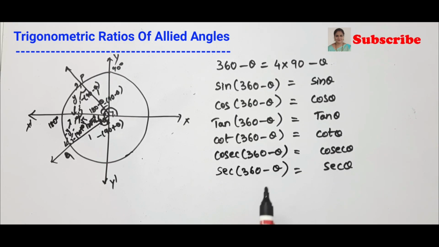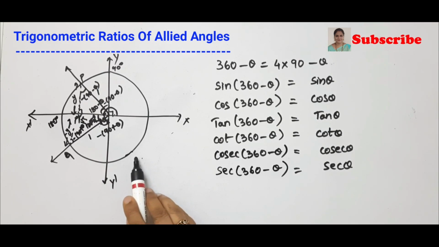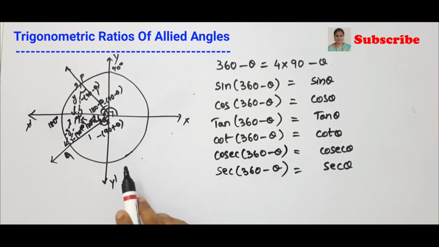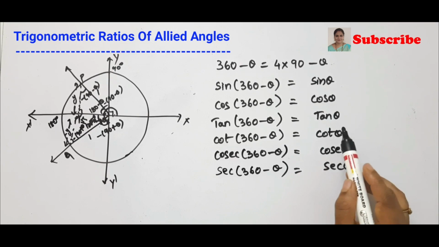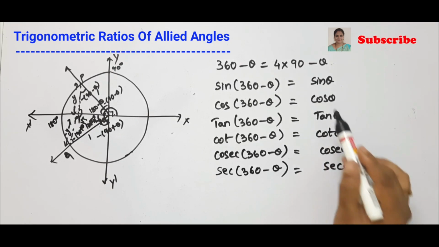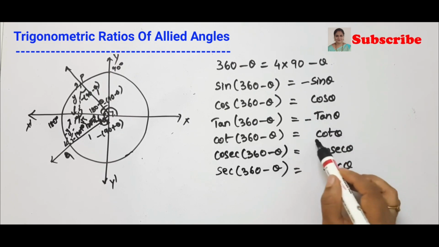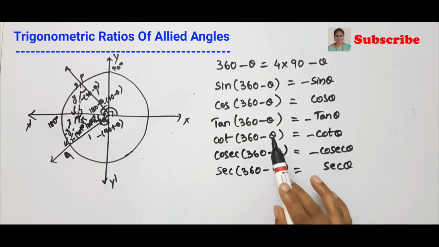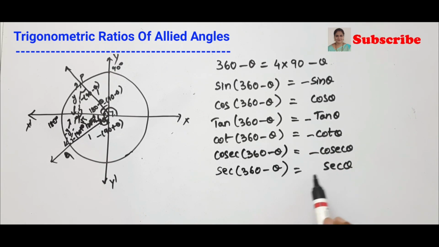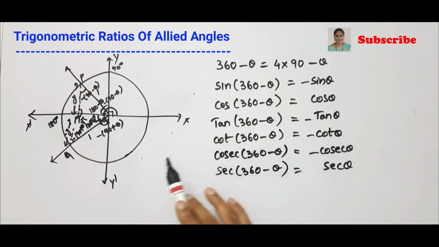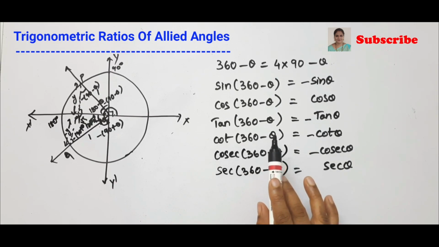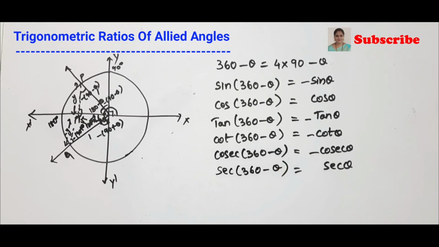Now, we have to observe in which quadrant 360 minus theta will be. 360 minus theta will be in the fourth quadrant. In the fourth quadrant, cos and secant will be positive, and the remaining trigonometric ratios are negative. So keep a negative sign except for cos and secant. Except cos of 360 minus theta and secant of 360 minus theta, the remaining trigonometric ratios are negative, and the trigonometric ratios remain the same. Now let us write at 360 plus theta.